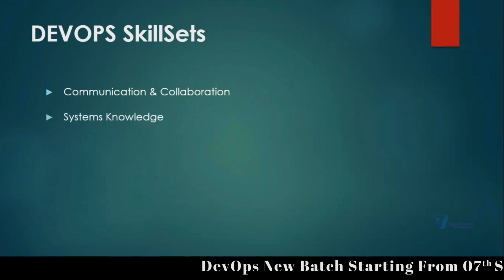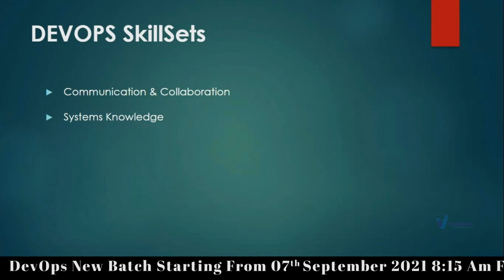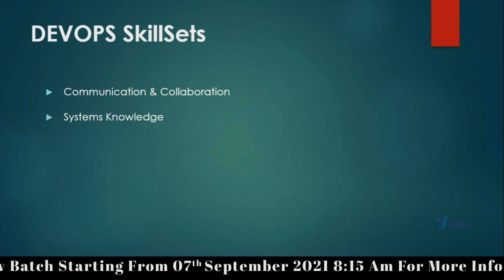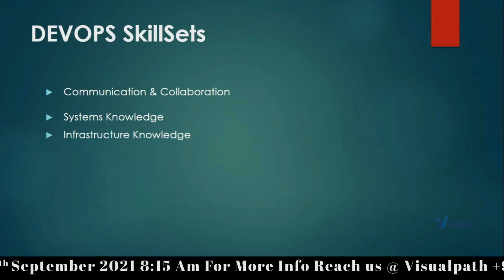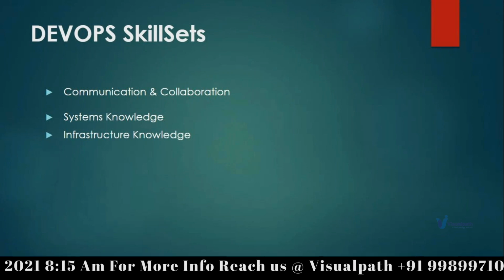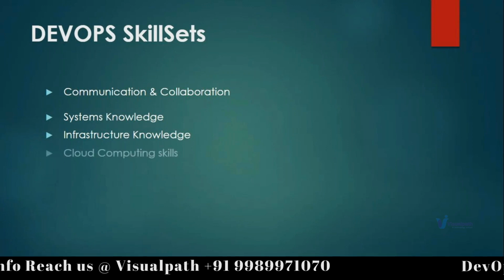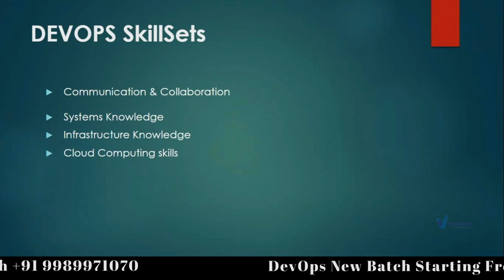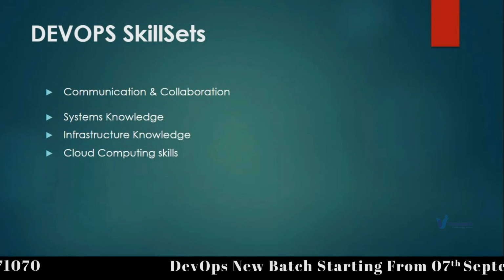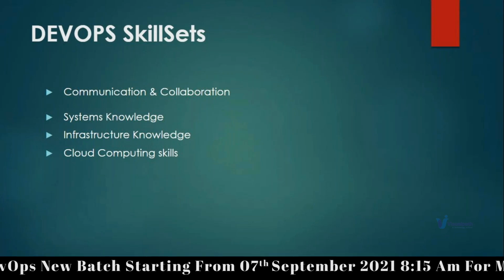That's a primary skill. Systems knowledge, operating system knowledge, like you should be good in Linux, or if you're working on Windows, you should be very good in Windows administration. Infrastructure knowledge, you should understand what is network, port, protocol, storage, cluster. Okay, broad infrastructure knowledge should be there in a DevOps candidate. Cloud computing skills, okay, that is considered as default. If you are DevOps, it will be assumed by default that you know cloud computing, so you should be an expert in one of the clouds.